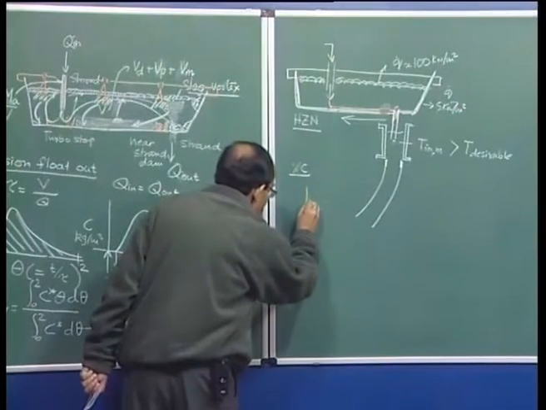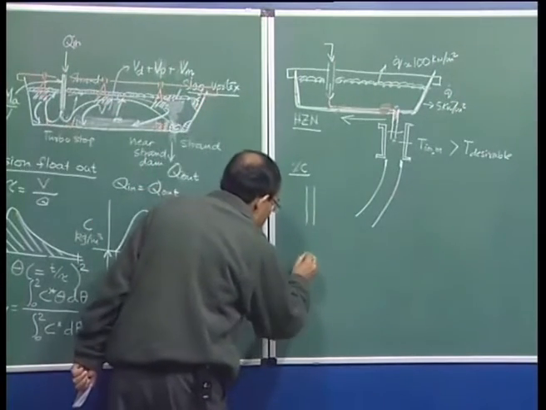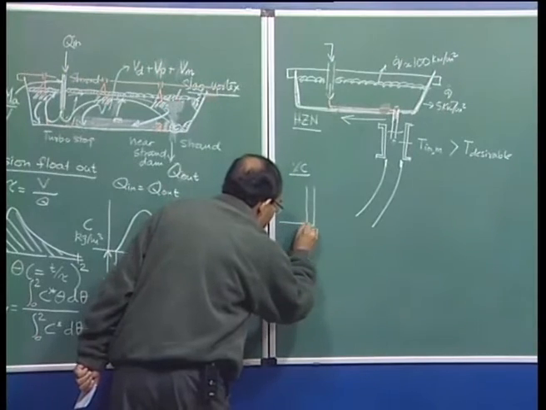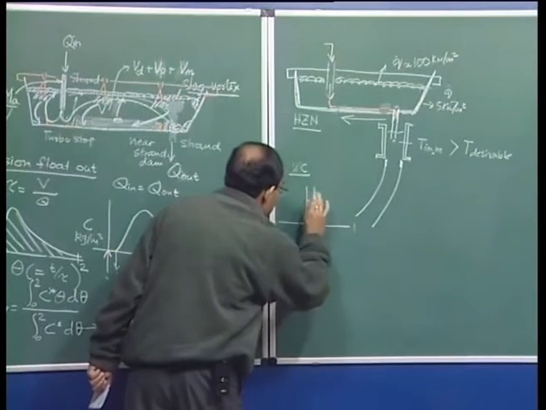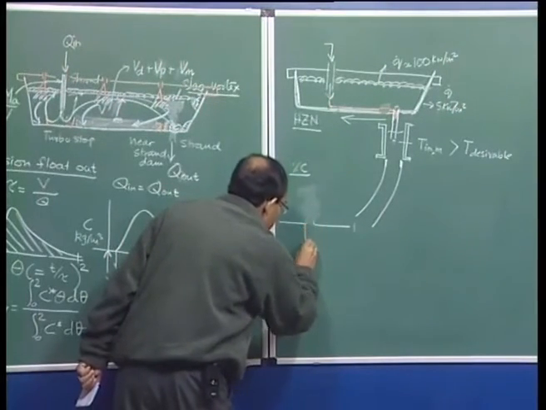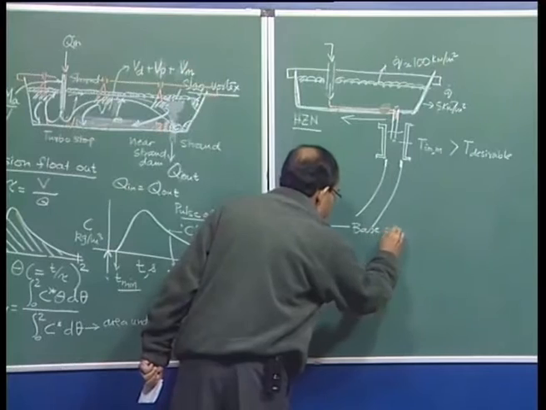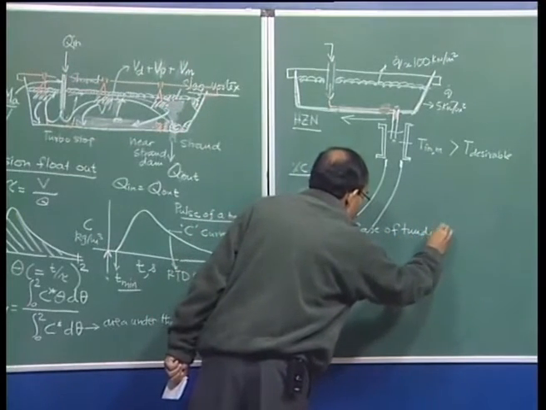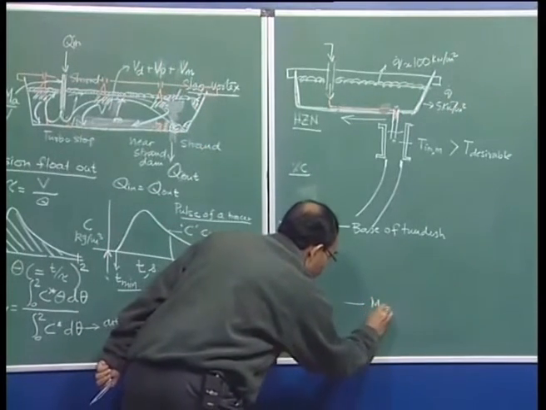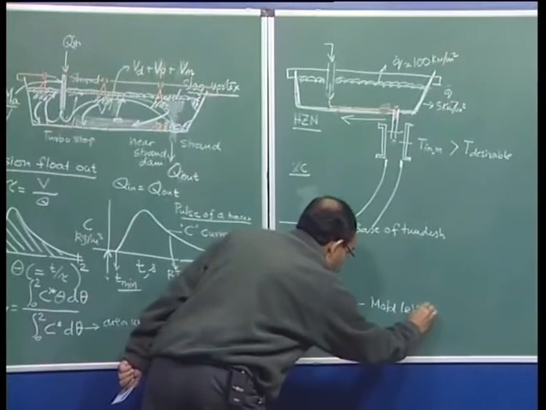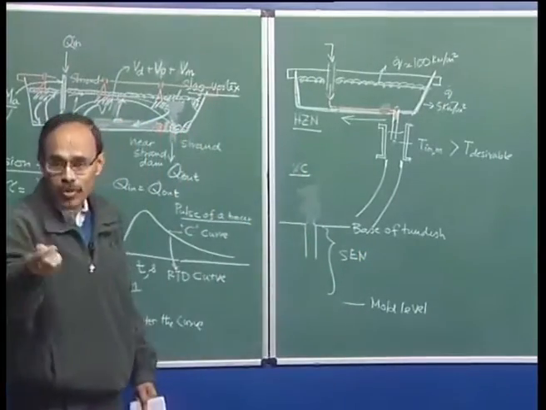So, you have a stream which is coming from the tun dish. This is the base of the tun dish, and this is the nozzle. Between the tun dish and the mold, this is the mold level, and this is the SEN, the submerged entry nozzle. What connects the tun dish to the mold is the SEN.